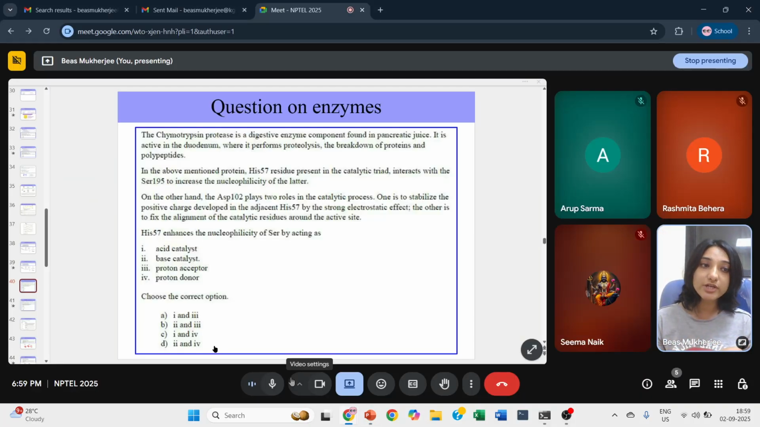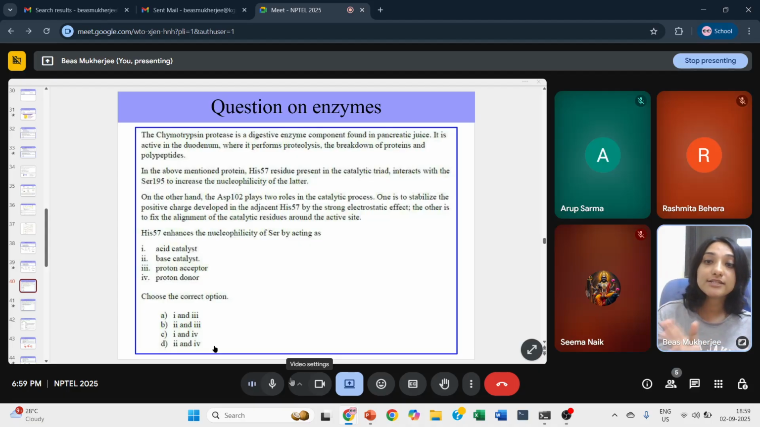This is a huge question. Let's try to understand what it says. Chymotrypsin is a protease, a digestive enzyme component found in pancreatic juice. It is active in the duodenum, where it performs proteolysis, the breakdown of proteins and polypeptides. In this protein, there is a histidine residue in the catalytic triad. It interacts with the serine residue to increase its nucleophilicity, and it forms the alkoxide ion.